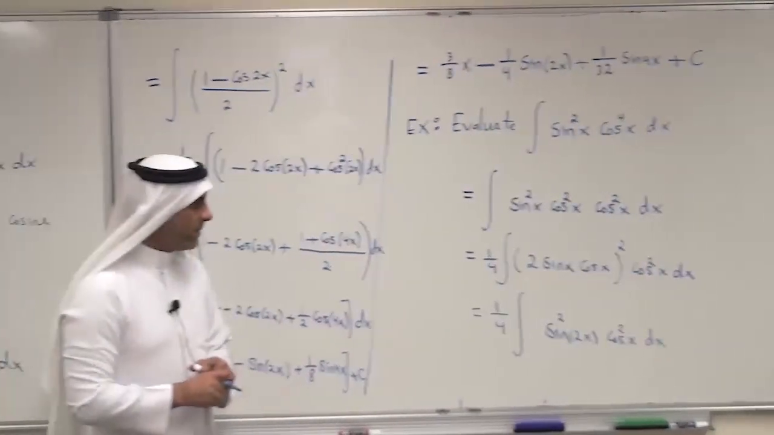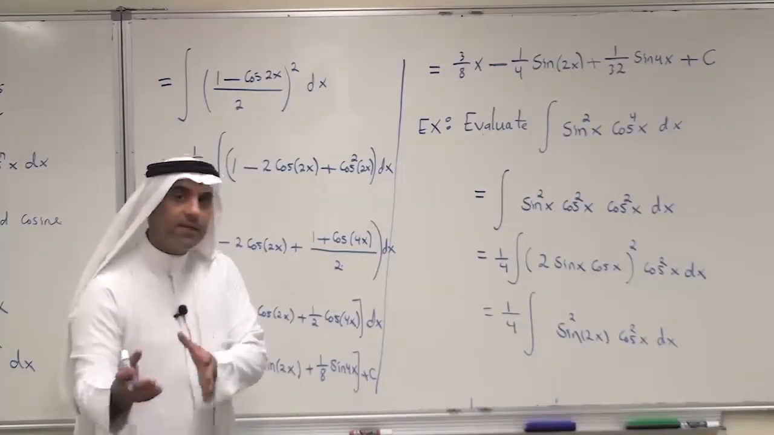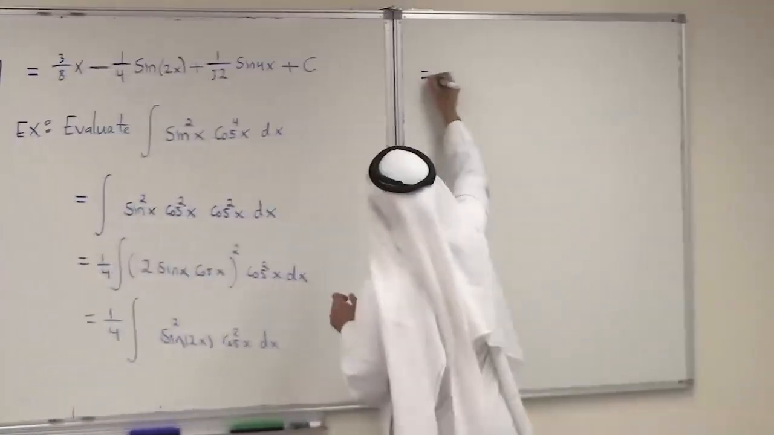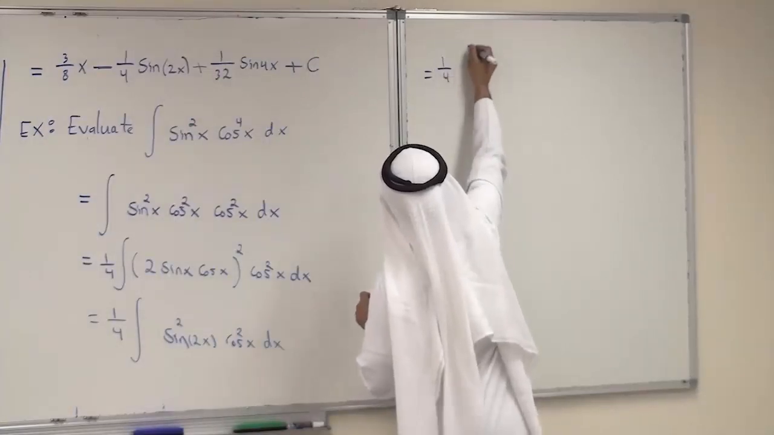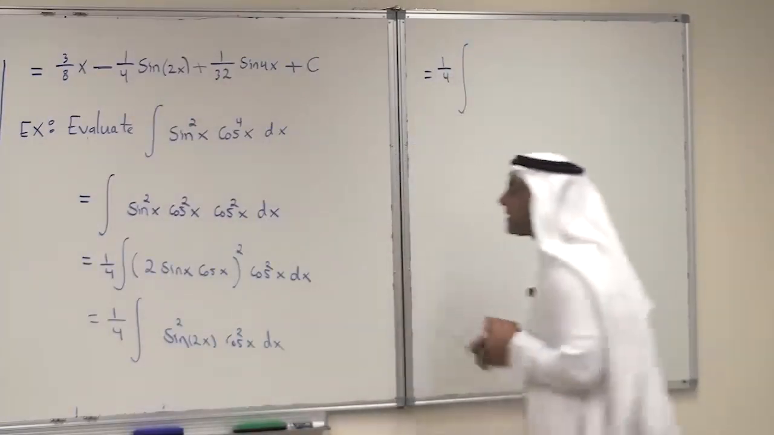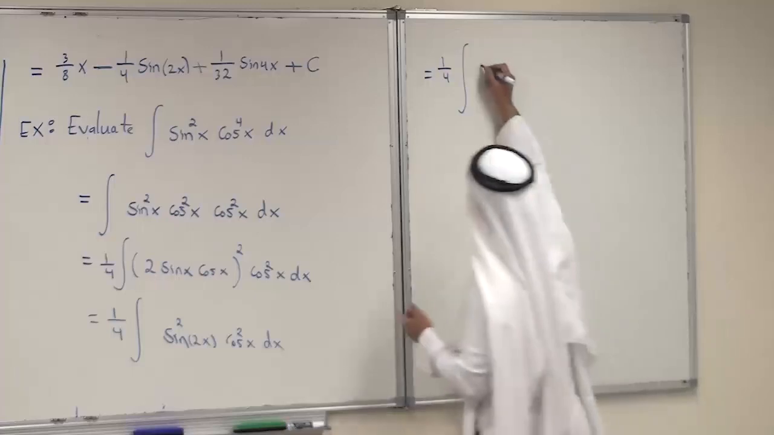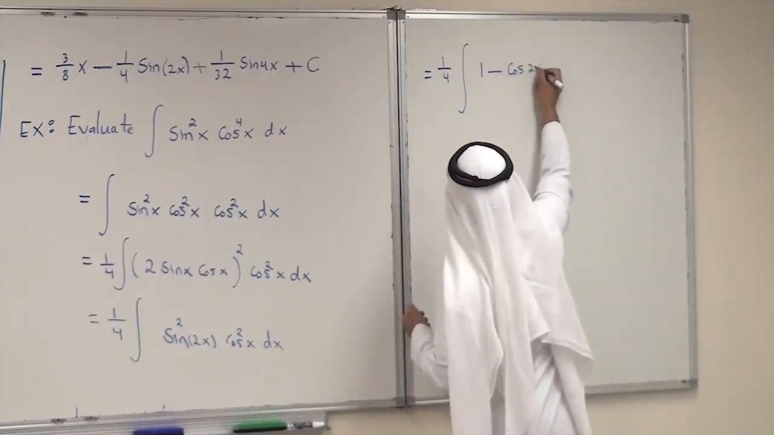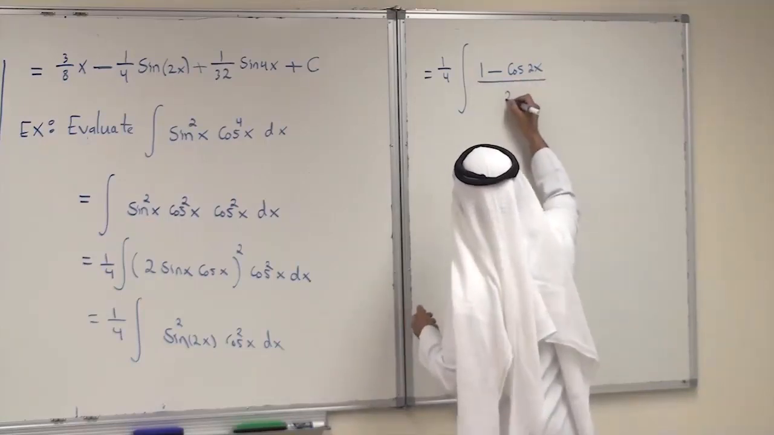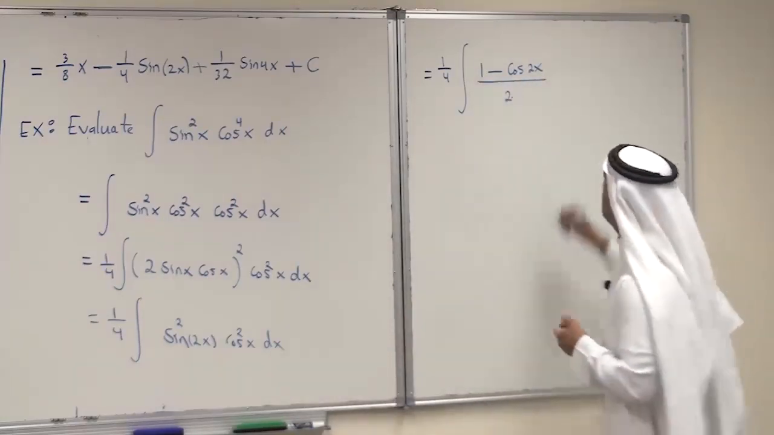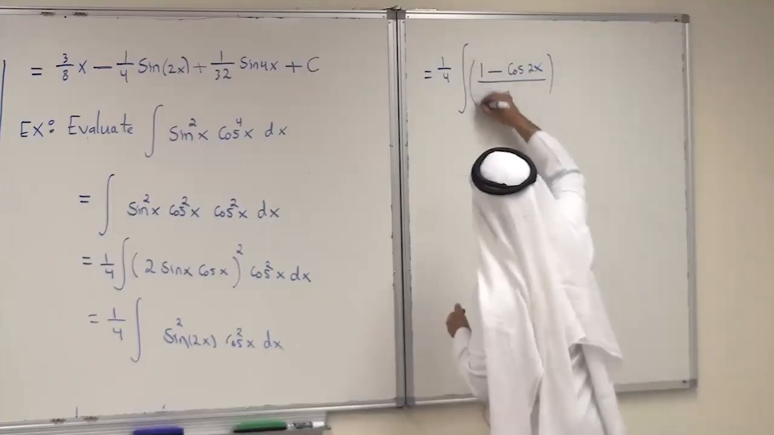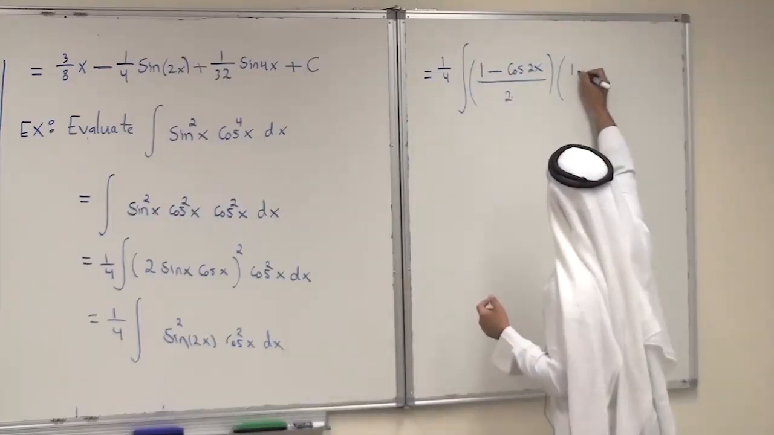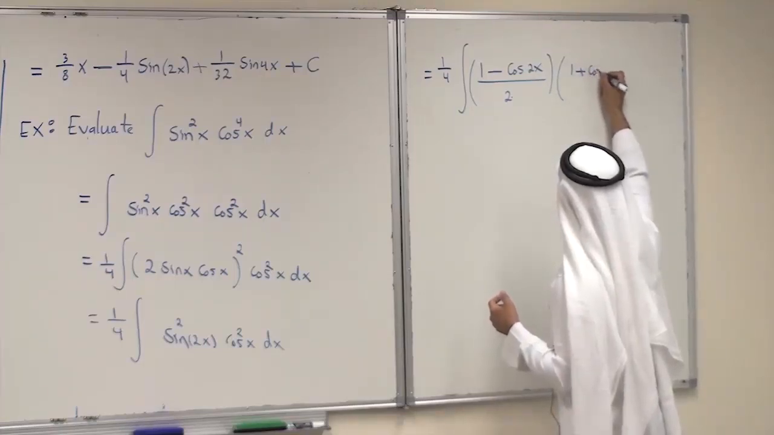What is next? Again, I will use half angle identity now. I have sine squared, cosine squared. So what should we do now? This is equal to 1/4 integral of, now what is sine squared of 2x? It is 1 minus cosine of 4x divided by how much? Divided by 2. And what about the second one? The second one we have is, now look, cosine squared. What is cosine squared? It is 1 plus cosine.